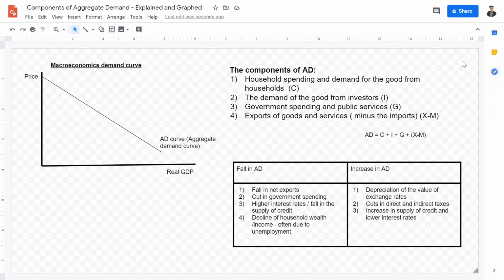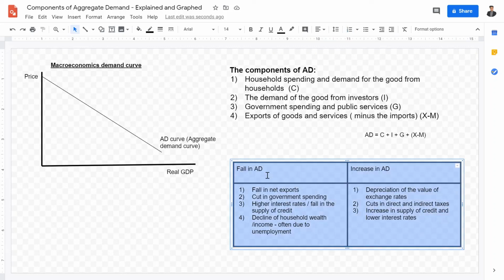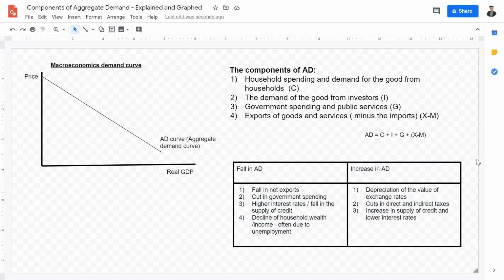So I hope this video is helpful in outlining the components of aggregate demand, the explanation and the graph. Also going over what causes aggregate demand to fall and increase, to fall and rise, as well as the different components of calculating aggregate demand.